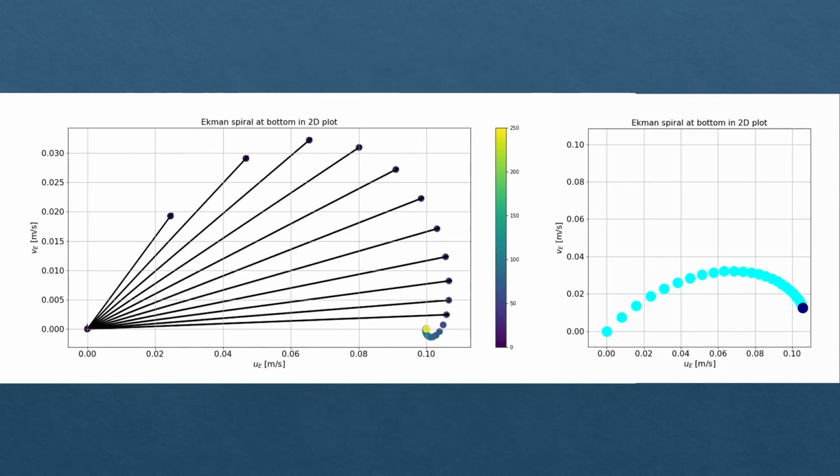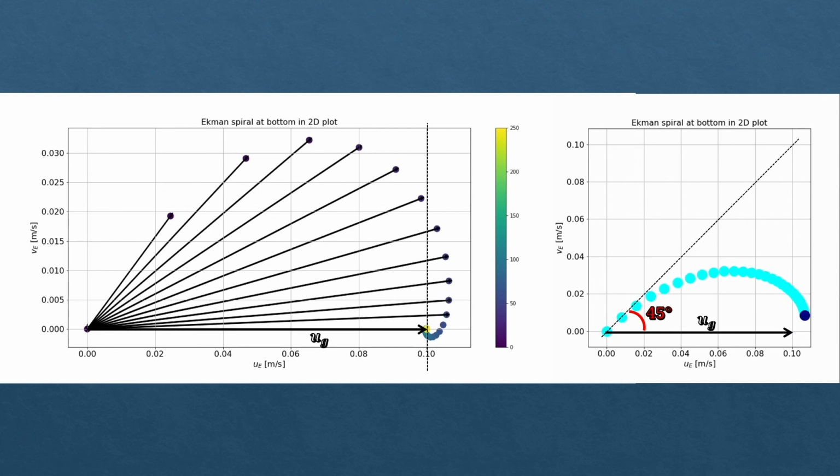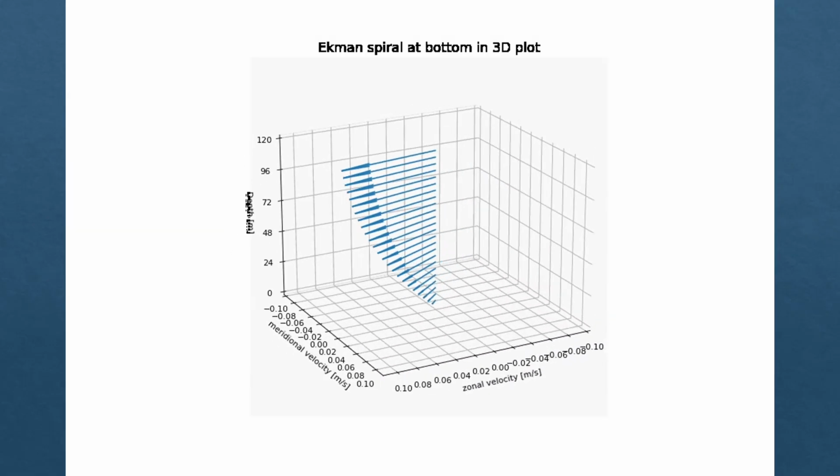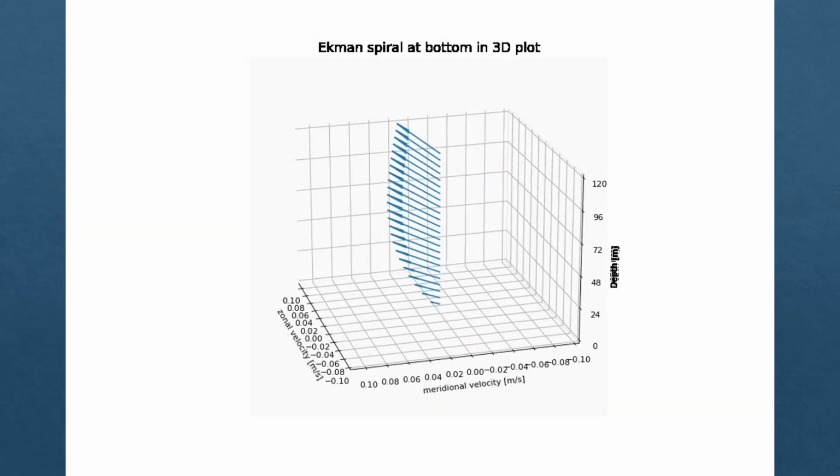We do indeed see what we expected. The velocity vectors near the bottom make a 45-degree angle with the interior current. And we also see what we saw previously, that the current higher up in the spiral has a velocity u that is larger than the velocity in the interior. Let's look at it one last time from all sides. What a beautiful phenomenon!